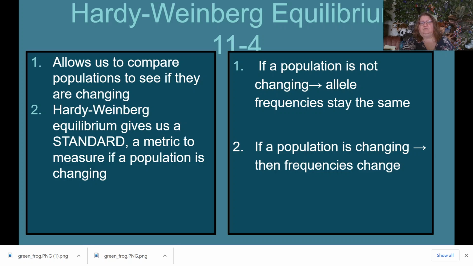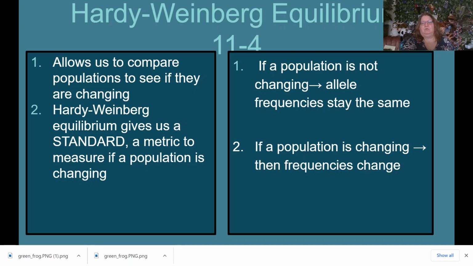Now, a couple of researchers a number of years ago created this equation, and they're called Hardy-Weinberg. Well, one was Hardy, one was Weinberg, and they came up with a system by which we can actually have a metric. And so the Hardy-Weinberg equilibrium gives us a standard to base our population. And that allows us to then know if the population is changing.